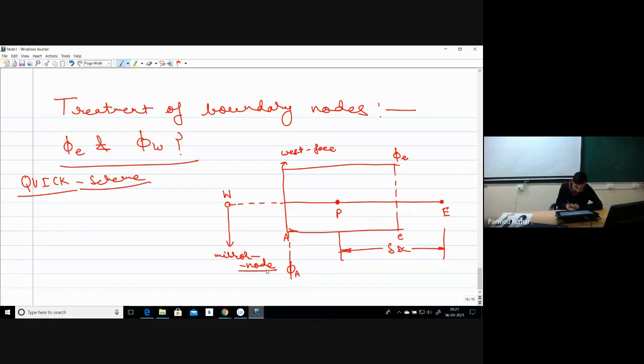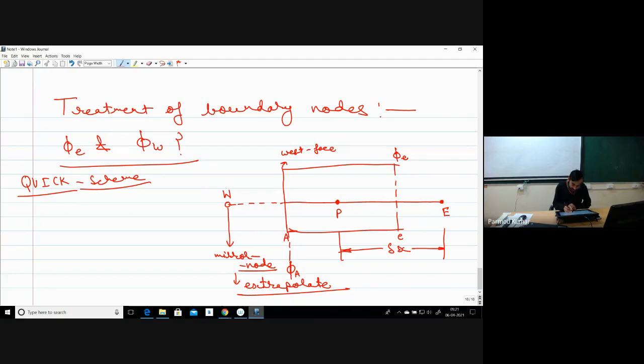We will first extrapolate the value of phi to obtain the value of phi for this additionally created mirror node which is lying outside the domain, and then we will take its help in order to find out the value at the east face. This will serve as another upstream node which will help us in applying the QUICK scheme while estimating the value of phi at the east flux.